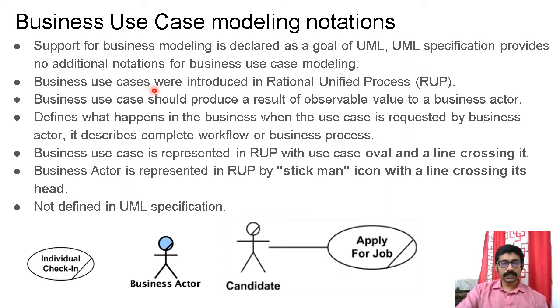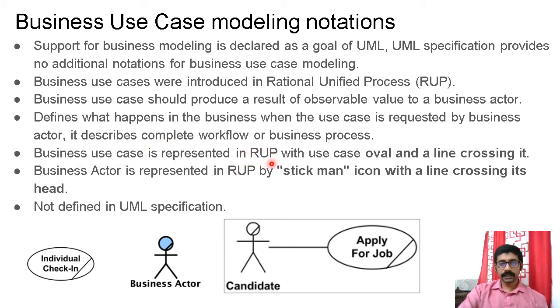Business use cases were introduced in Rational Unified Process. This RUP, you can understand it like a superset of UML. RUP has all the UML notations plus its own notations. A business use case should produce a result of observable value to a business actor. So it is used to represent the non-software problem. A business use case defines what happens in the business when the use case is requested by a business actor. It describes a complete workflow or business process.